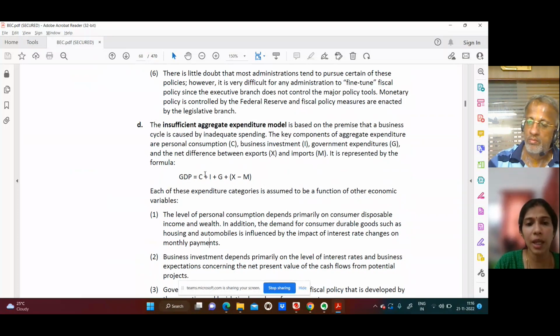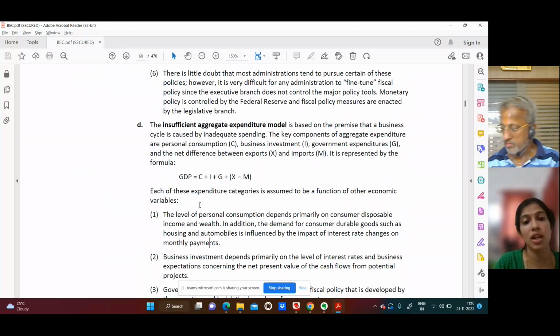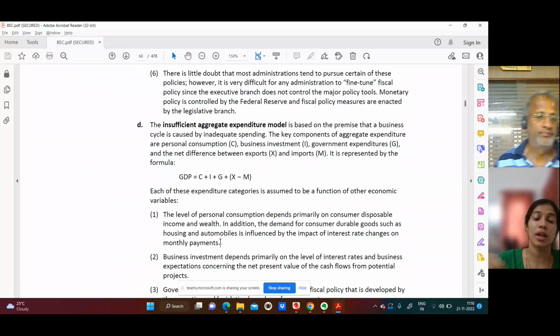So what are the variables in this particular model? Your consumption is the personal consumption. Primarily it depends on the consumer's disposable income and wealth, right? So each and every consumer in the economy, the overall consumption pattern in the economy, all that is giving you this number. And then business investment depends primarily on the level of interest rates and business expectations.